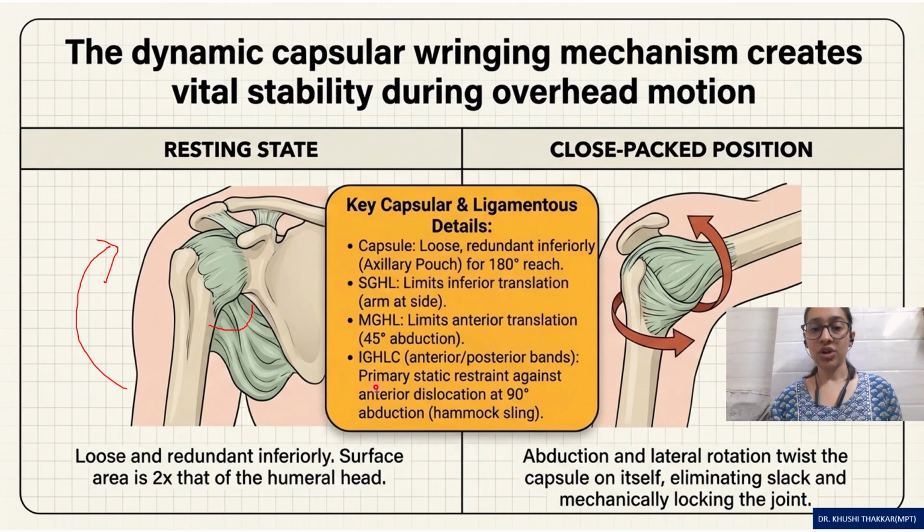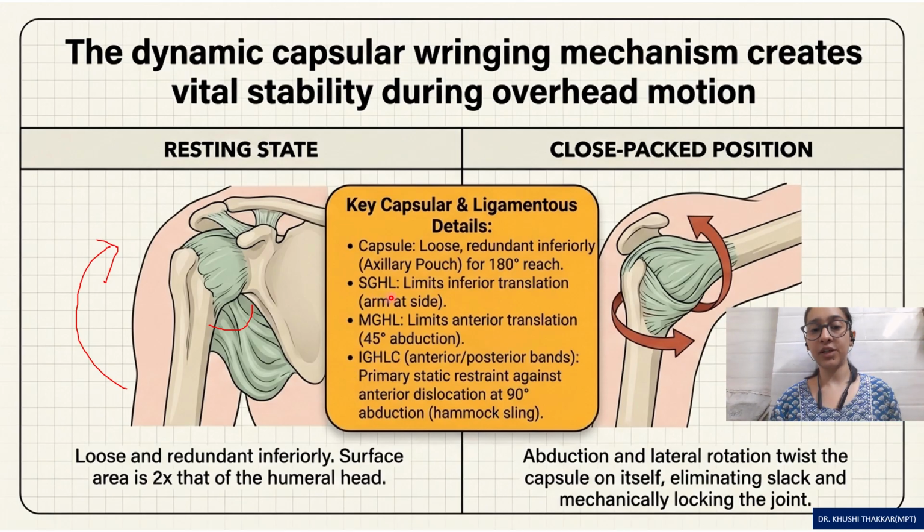Next, we move on to the superior glenohumeral ligament. The glenohumeral ligament has a superior part, a middle part, and the inferior glenohumeral ligament complex. This inferior glenohumeral ligament complex is again made up of anterior, posterior, and inferior bands. Together, they are called the ligamentous complex.